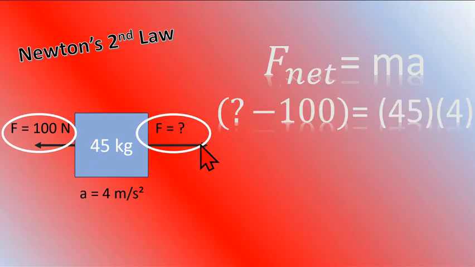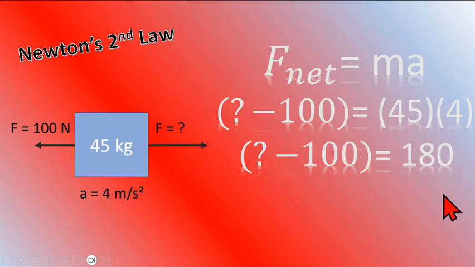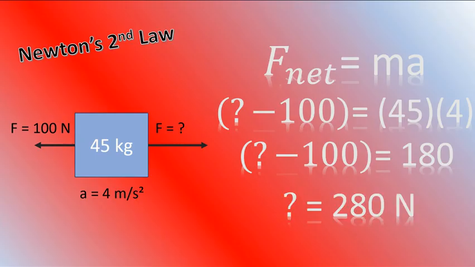All right, the net force is going to be whatever this force is on the right minus the force on the left. That's equal to mass times acceleration, which we know are 45 and 4. So we can multiply those together to get 180. Now, using a little bit of algebra, we'll just add 100 to both sides. That gives us 280. All right, and so we just solve for the force on the right would have to be 280 newtons in order to accelerate this box at this speed.